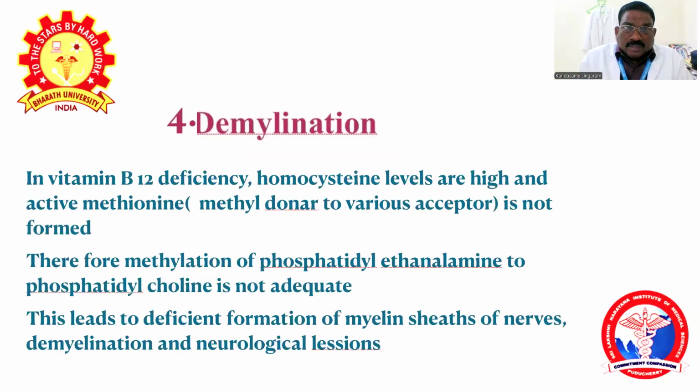The fourth deficiency manifestation is demyelination. In vitamin B12 deficiency, homocysteine levels are high and active methionine, that is the methyl donor to various acceptors, is not formed. Therefore, methylation of phosphatidylethanolamine to phosphatidylcholine is not adequate. This leads to deficient formation of the myelin sheath of the nerve, causing demyelination and neurological lesions.